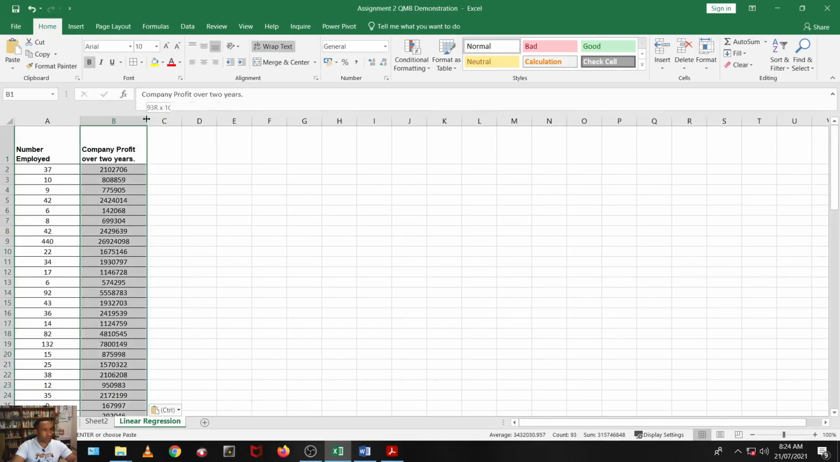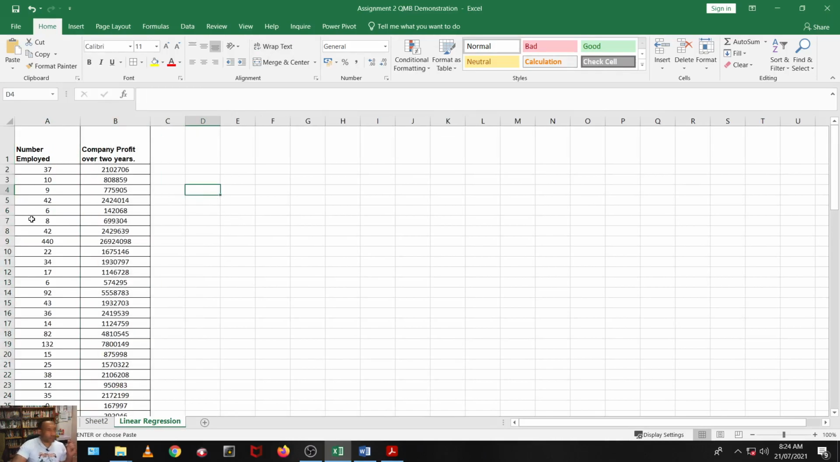the number employed. Okay. So you realize that the number employed is a count variable. Okay. So it is a quantitative variable. And then the company profits over 2 years is a continuous variable. It is also a quantitative variable. So now we are asked to use these two variables to develop a linear regression model.